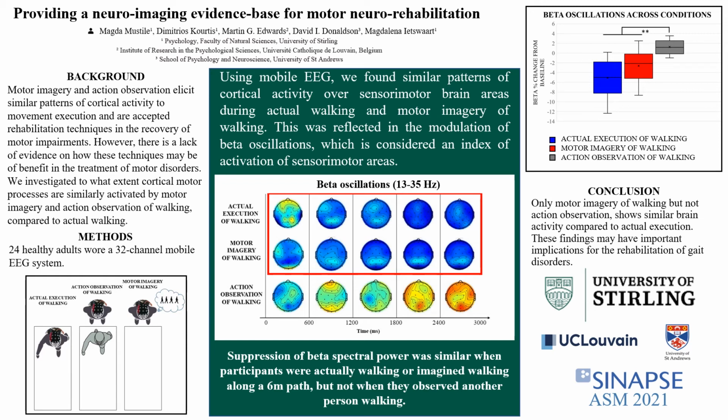This pattern was not evident in action observation of walking, which indeed was significantly different from both execution and motor imagery. This might have important implications for the application of brain-computer interface systems and the rehabilitation of patients with gait disorders.